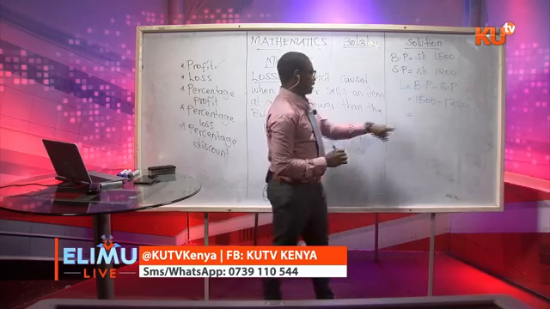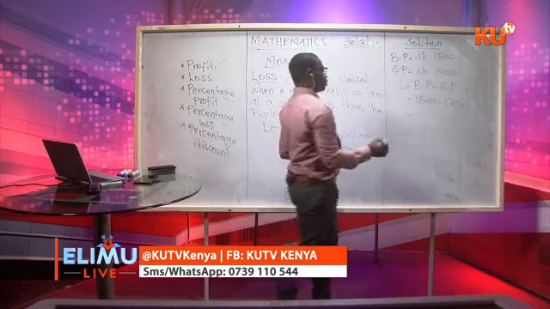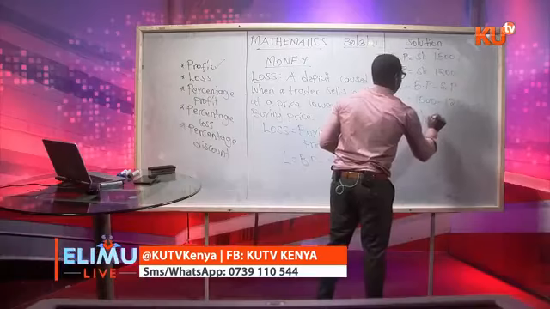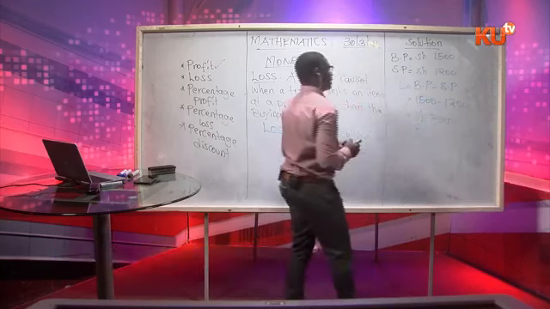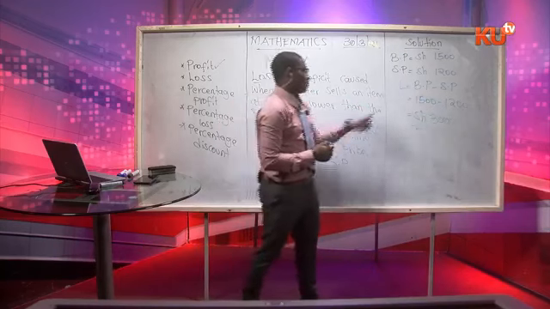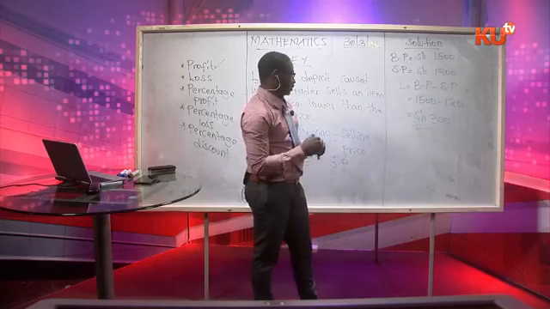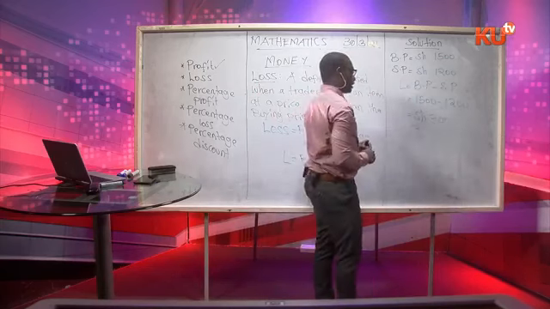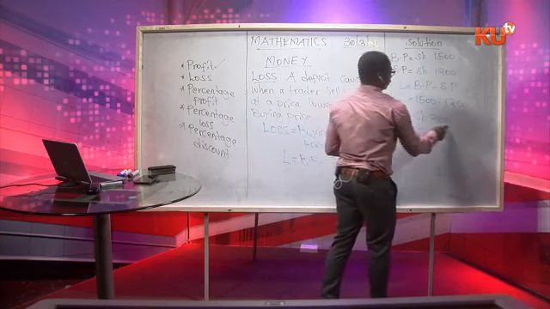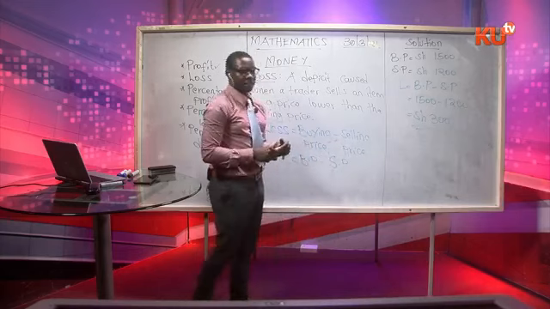When we take away 1,200 from 1,500, we are going to have 300 as our answer. So our answer to this question is 300. So the loss that was made by this trader after buying a book at 1,500 shillings and selling the same book at 1,200 shillings is a loss of 300 shillings. So that is how loss is calculated.